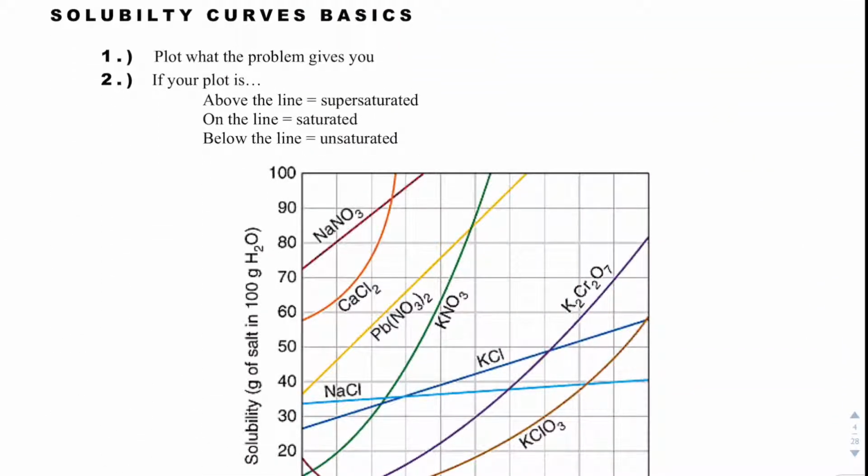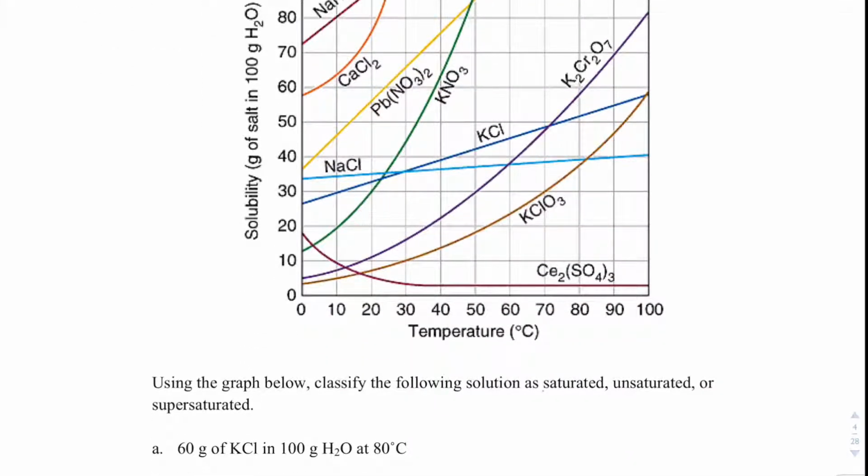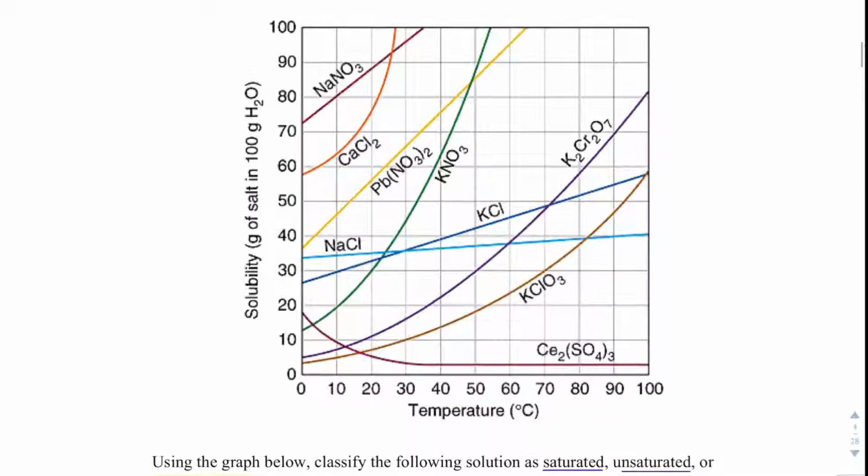Now, we have the same type of curve here, and what we want to do is label something as saturated, unsaturated, or supersaturated. Now, don't get overboard with trying to use supersaturated. That is actually a very rare thing, so don't try to use that too much when you're answering. It'll show up sometimes, but realistically it doesn't show up as much as some people say.